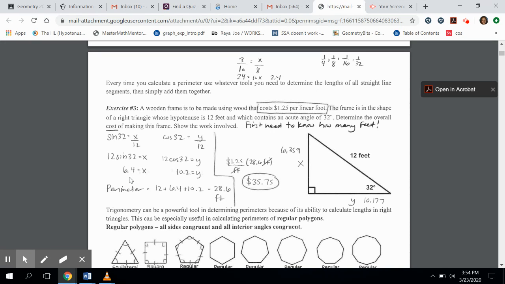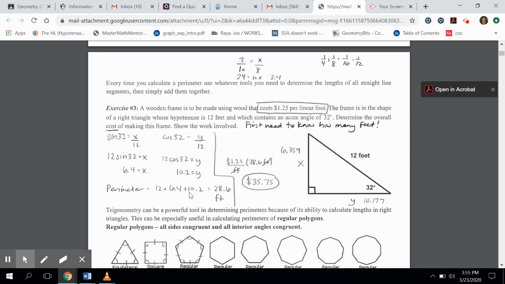So it was about 6.4. From this point, I could have done the Pythagorean theorem. I chose to use trigonometry again, though, to find this adjacent side. So now that I have the adjacent side and the hypotenuse, I chose to use cosine. So cosine of 32 equals y, which I don't know, the adjacent side over the hypotenuse of 12. Again, I multiply these together, either because you put it over 1 and cross multiplied, or you know to multiply each side by 12. You get 10.2.